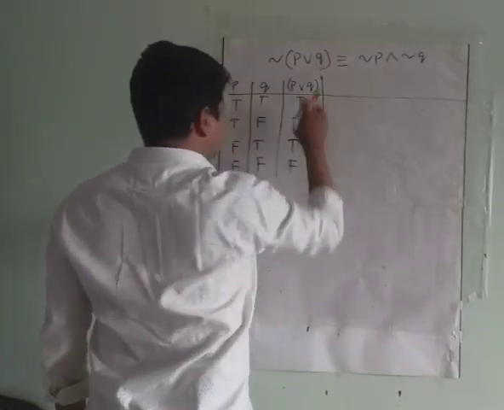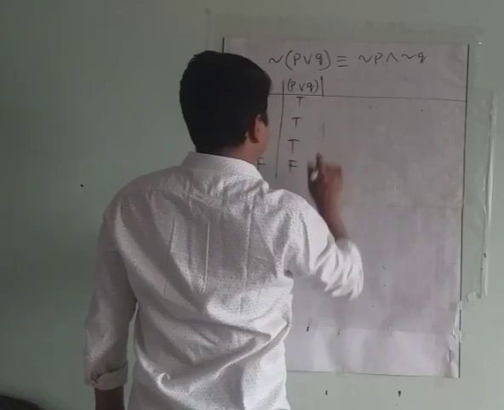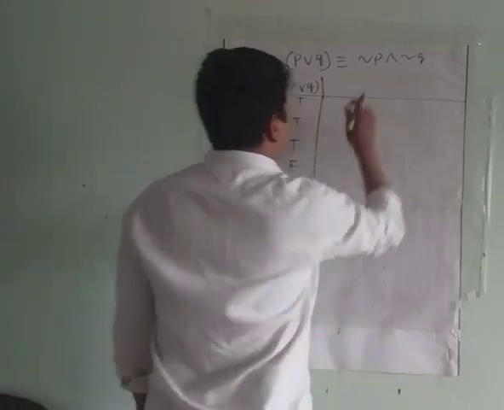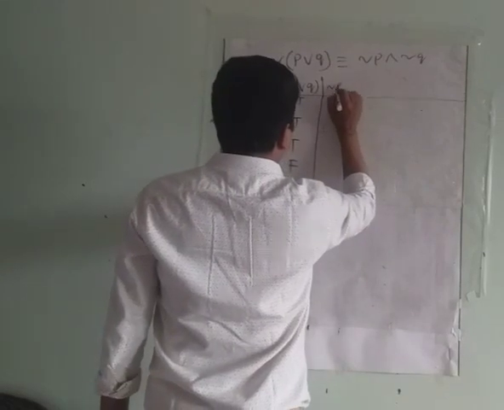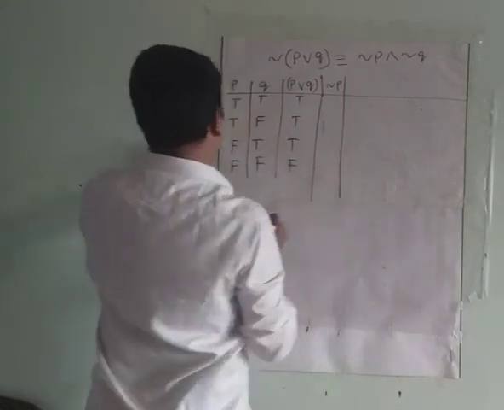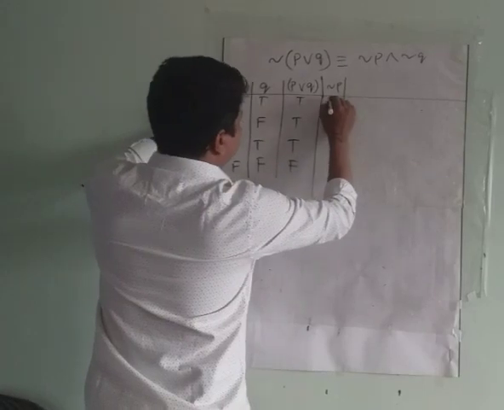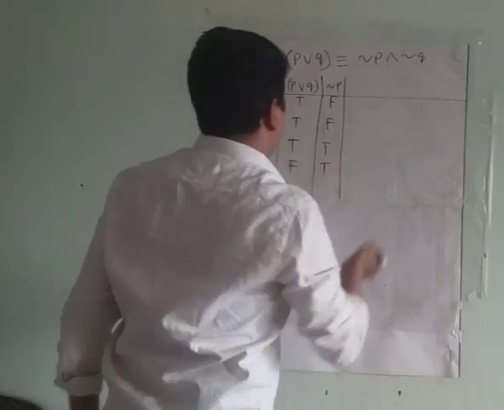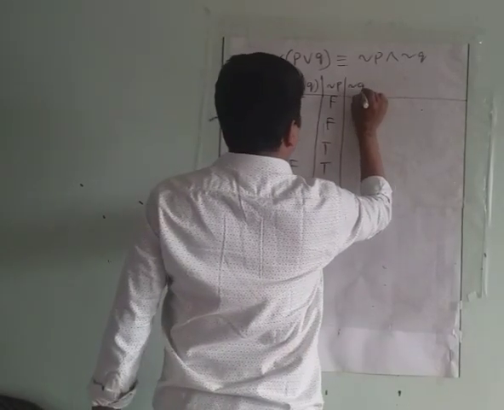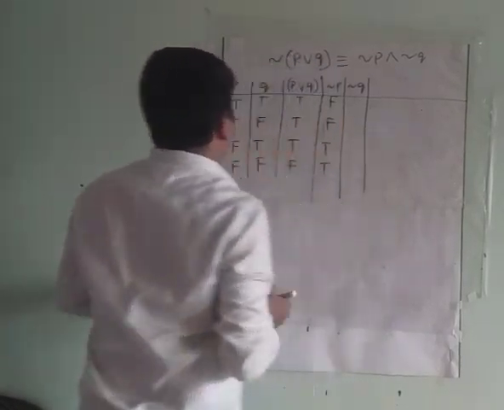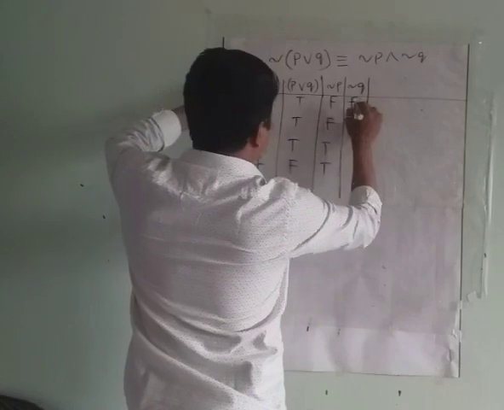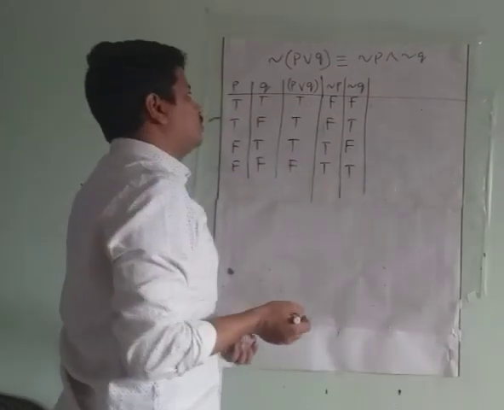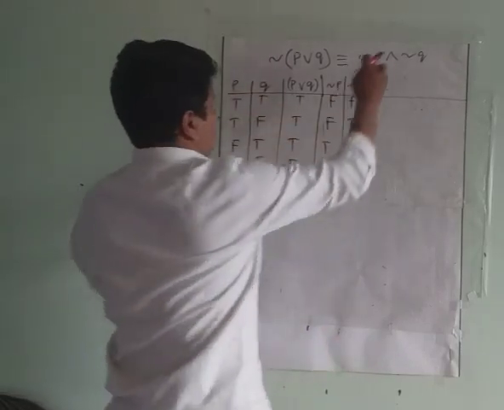Then I need negation of this one. Now this one will be completed. I need negation of P. Negation of P, the truth value of P will be changed. This becomes false, false, true, true. Then I need negation of Q. False, true, false and true. Then I need this one and this one.